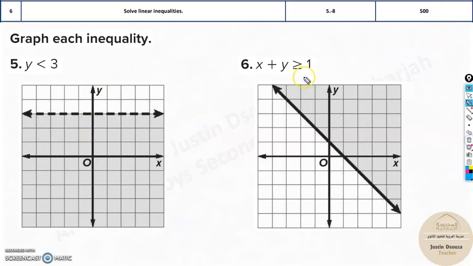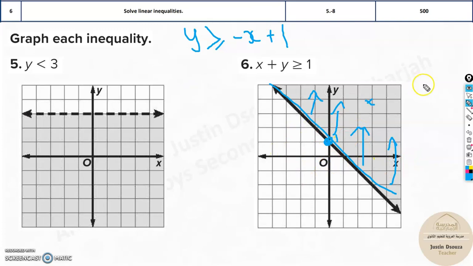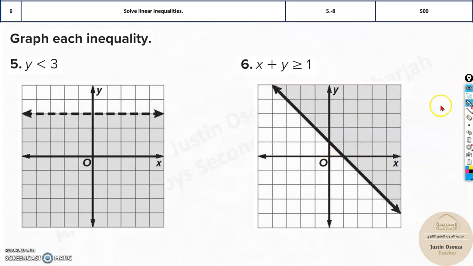That's it. Here we will have to rearrange this. Y will be greater than or equal to minus x plus 1. You can see minus x will mean it's going downwards, and plus 1 means the y-intercept is at 1. And y is greater than or equal to, that means the solid line. Greater than or equal to means upwards. The solution region is upwards. So you don't need to take a test point and test and all that. No, you can easily graph this up.